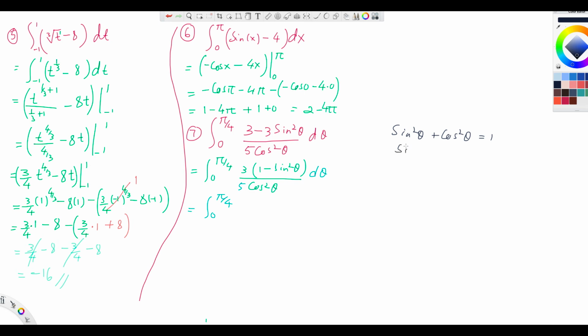That's why sine square theta. So subtract sine square theta from both sides. If you do that, then you will get cosine square theta equals 1 minus sine square theta. You see that? So basically I use that as cosine square theta for the 1 minus sine square theta. Okay, so what you get is 3 cosine square theta over 5 cosine square theta.